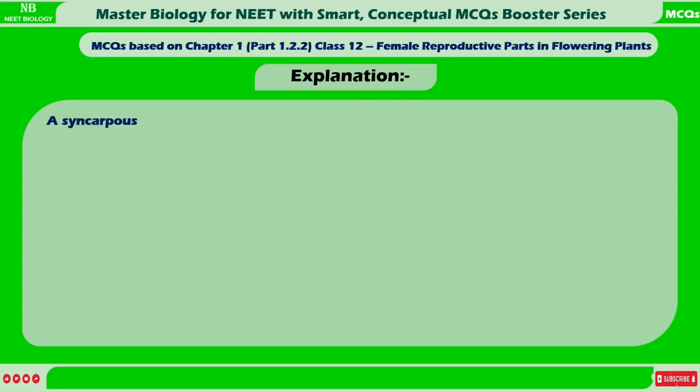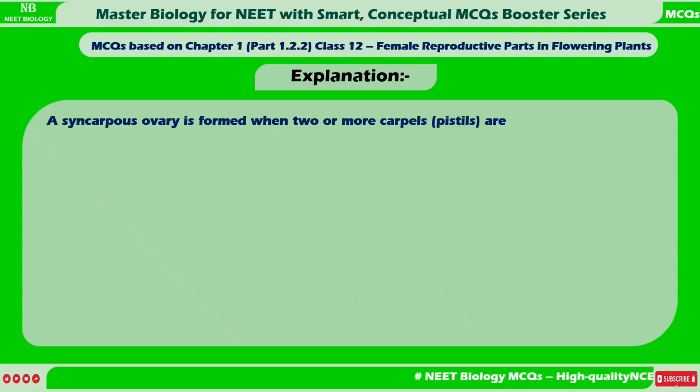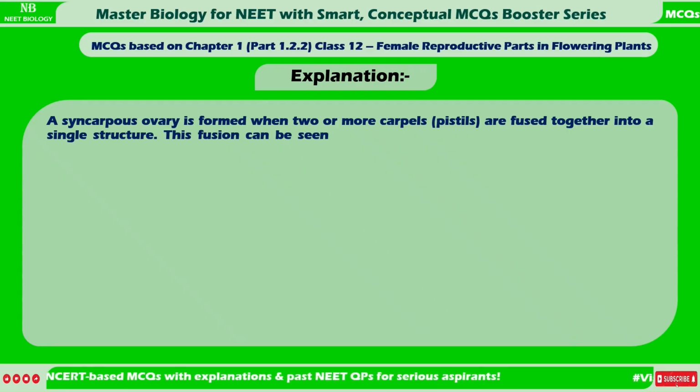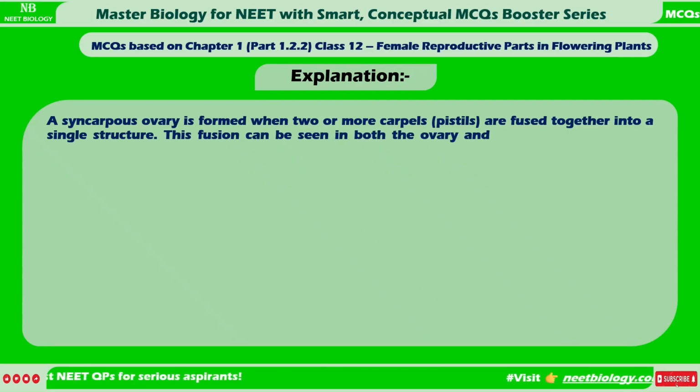Explanation. A syncarpous ovary is formed when two or more carpels, pistils, are fused together into a single structure. This fusion can be seen in both the ovary and sometimes the style or stigma.